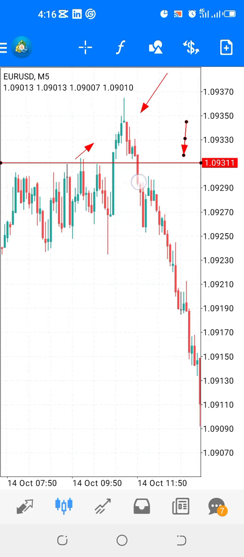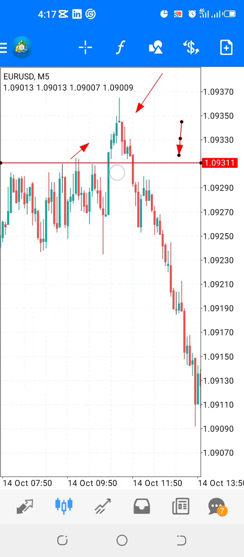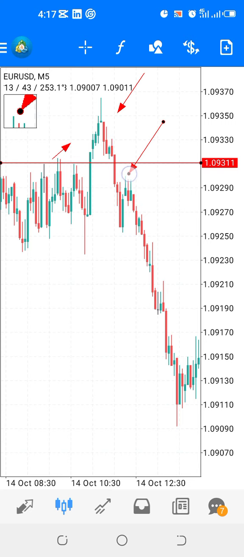And this is what happened at this point. You see the effectiveness of the pattern. The market moved downward, giving us tremendous profit. So the entry order is put below the neckline, and the trade profit is measured as the height of the head and shoulders from the neckline.